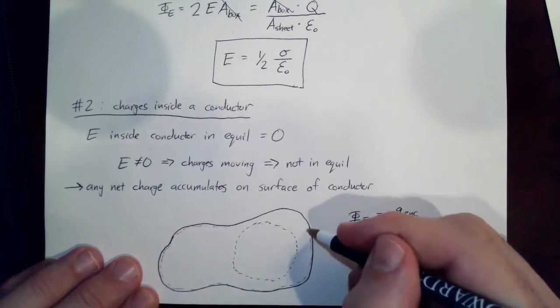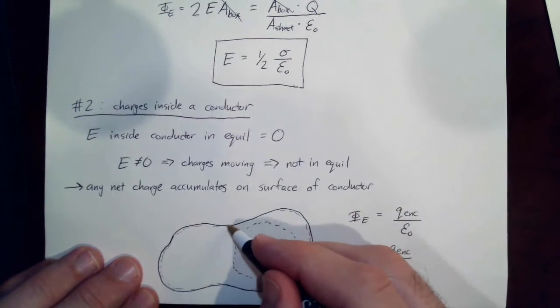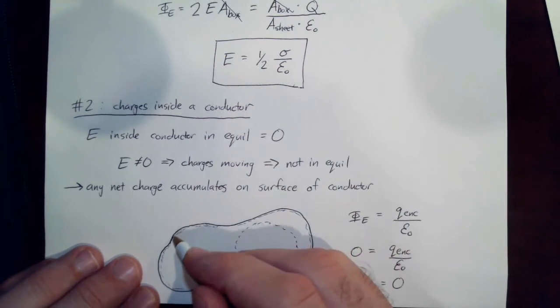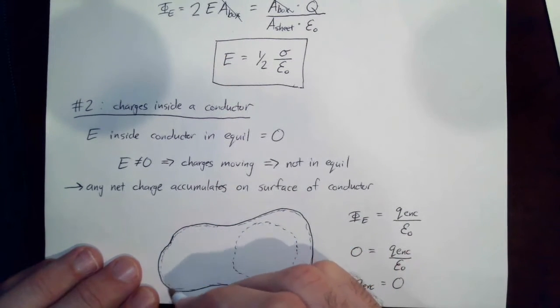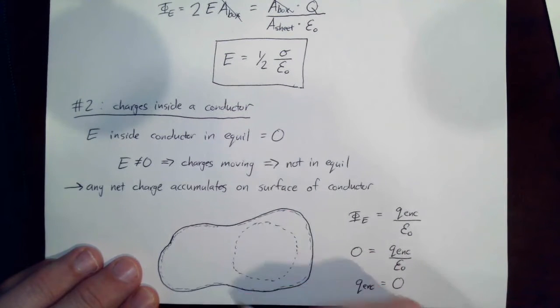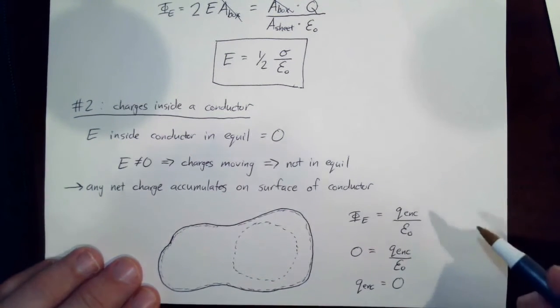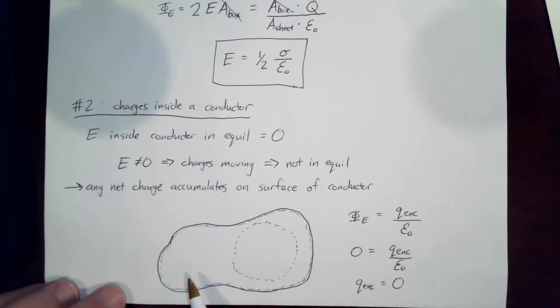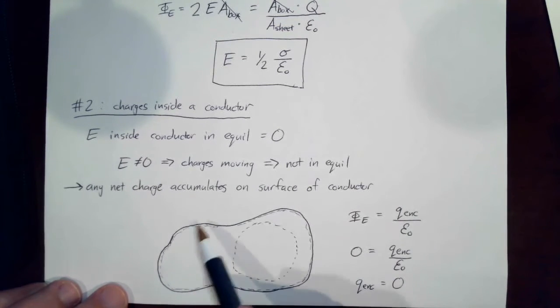Okay, if that's my Gaussian surface, if I'm just inside the conductor, just inside the edge, the electric field is still 0 on the surface. So its flux is 0 through the surface, and therefore the charge contained in the surface is 0. Okay, so any net charge in a conductor that's in equilibrium does not live inside. It has to gather on the outside edge, on the surface of the conductor.